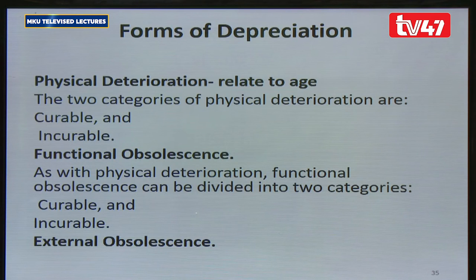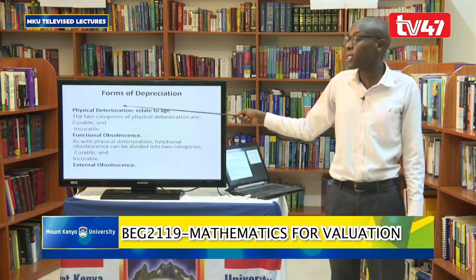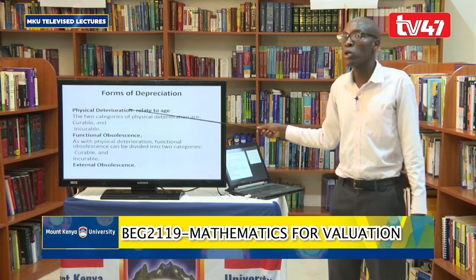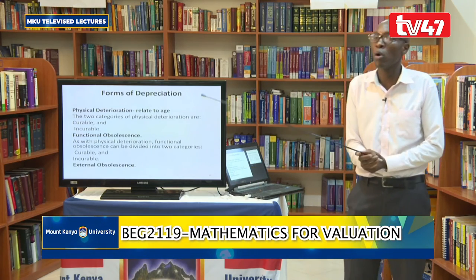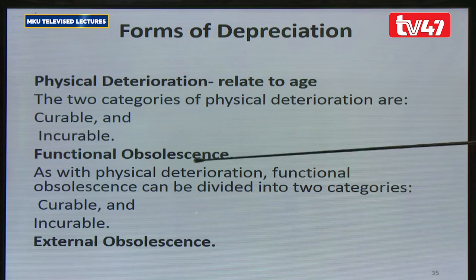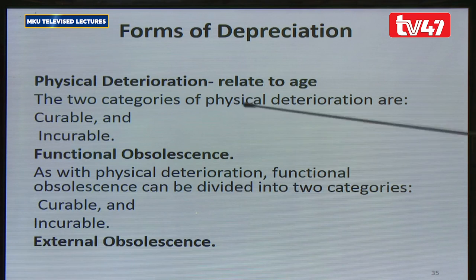You have again talked about depreciation. There are different forms of depreciation. We have the physical depreciation. This relates to age. There are two categories of physical depreciation. There's one which is curable and another one which is incurable. A curable one, you can be able to maintain. Incurable, you cannot be able to maintain. Then we have the functional obsolescence. As with physical deterioration, functional obsolescence can be divided into two categories, curable and incurable. And then, of course, you have the external obsolescence, which again relates to physical.